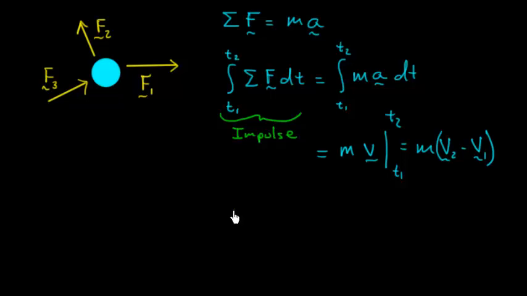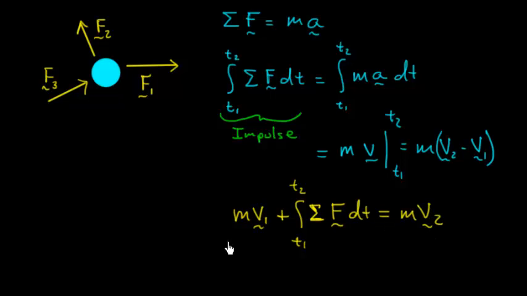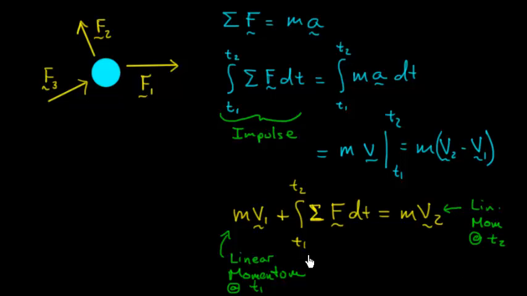So in the end we get something that I like to write in the following way. Mass times velocity 1 plus this impulse, the integral from time 1 to time 2 of the sum of the forces with respect to time, is equal to mass times velocity at 2. Now this mass times velocity has a name. It's called the linear momentum. So let me write it down. It's the linear momentum at time t1. And of course on this side we have linear momentum at time t2. And of course we've already labeled this integral in the middle here. That thing is the impulse. And what we have is an expression that is essentially our impulse momentum principle.